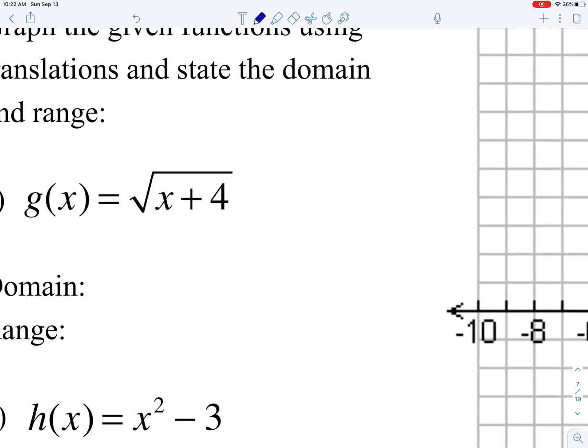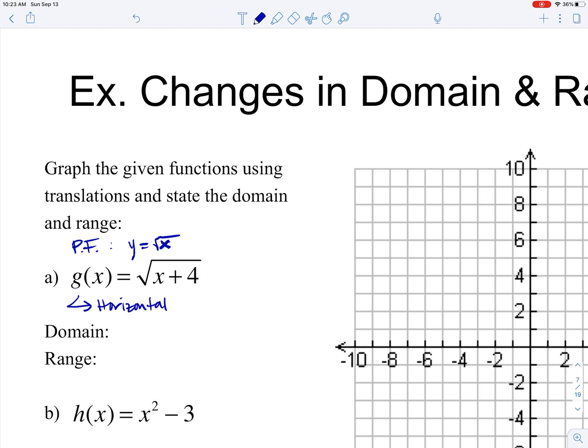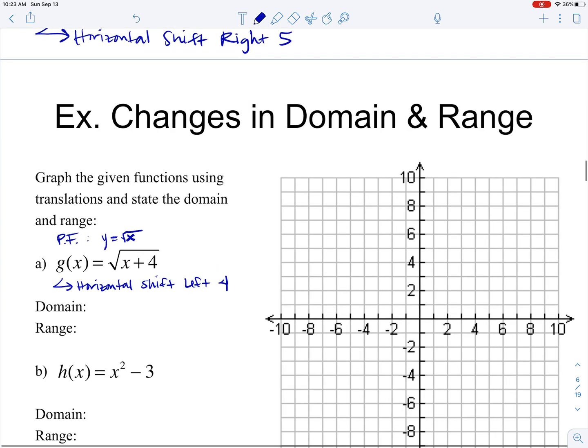So if we look at the function g of x, the parent function for g of x would be y equals the square root of x. Okay, and the plus 4, notice, is underneath the radical. That means that the parent function, to end up with the function g of x, there is a horizontal shift to the left 4 units.